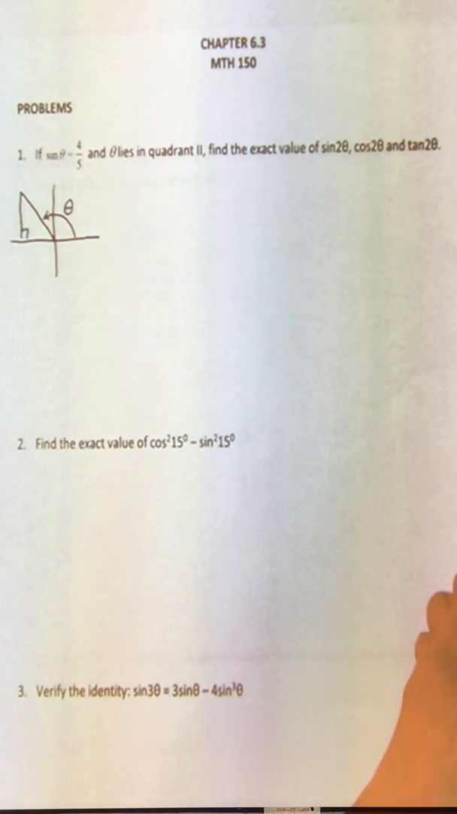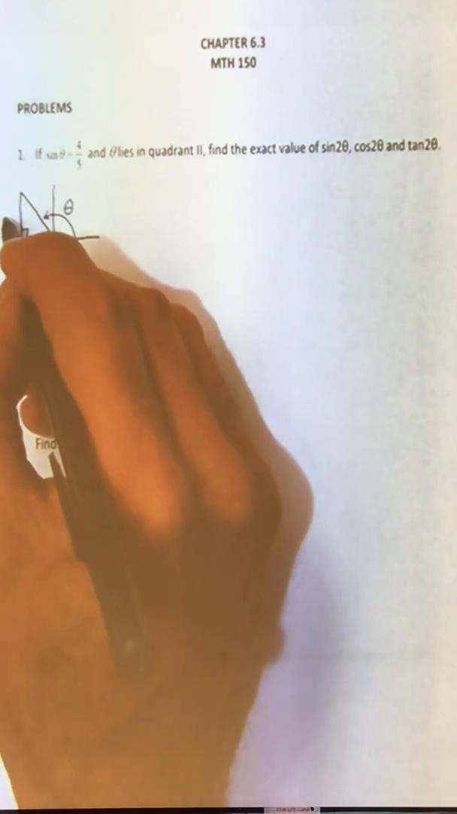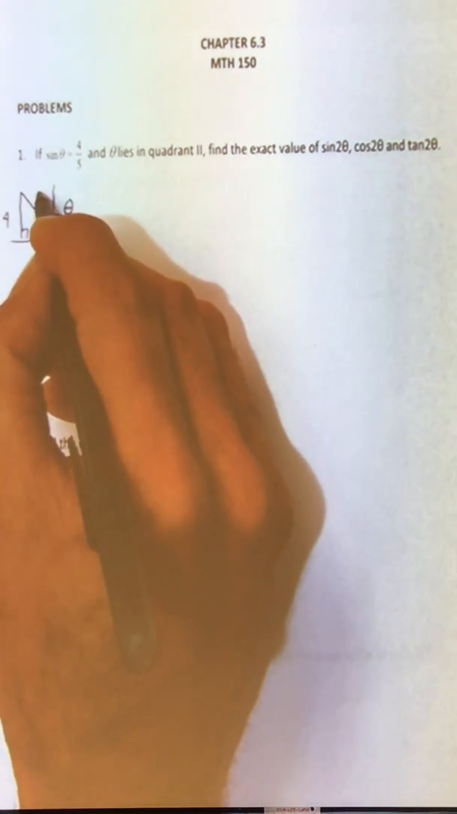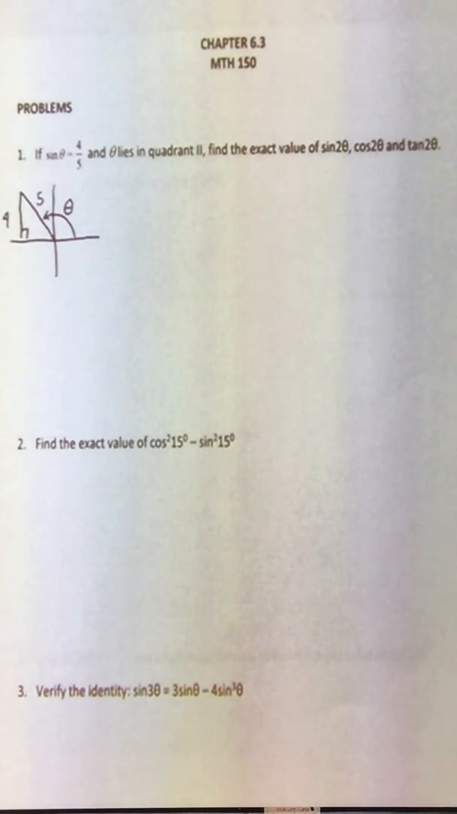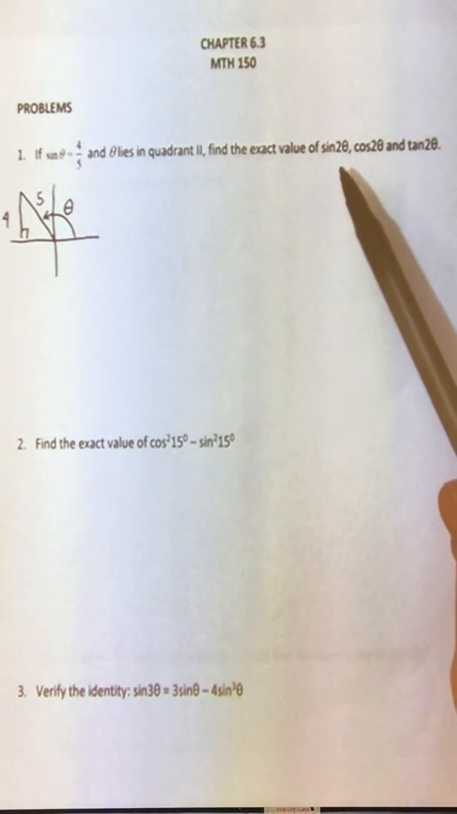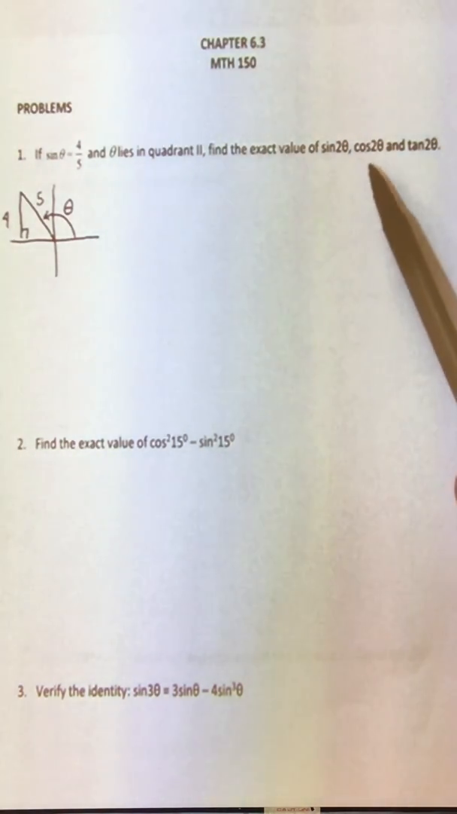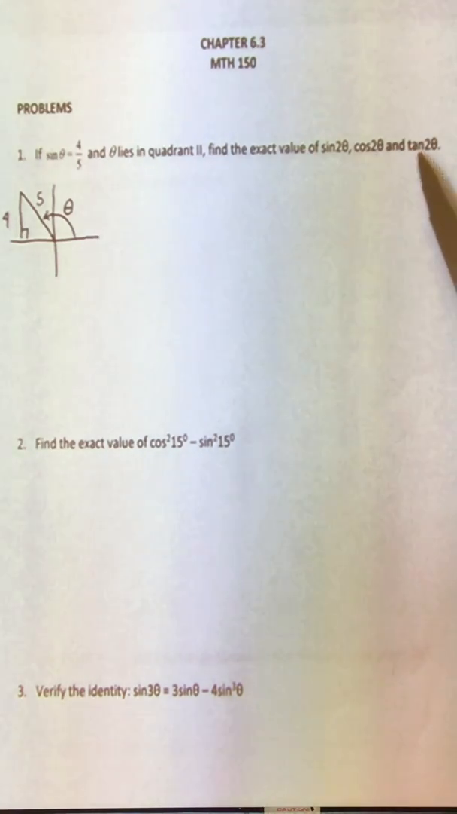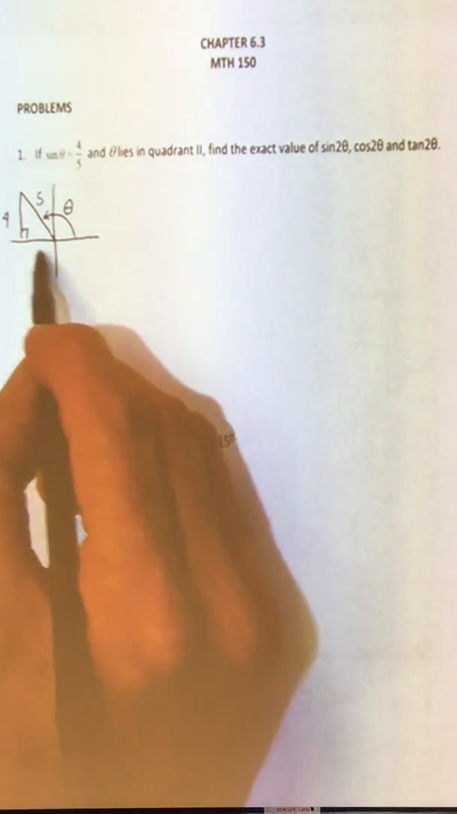I'm going to translate the information to my triangle. Sine theta is opposite over hypotenuse. So the opposite here is 4 and the hypotenuse is 5. Now let me take a peek at what we're asked to find. Find the value of sine 2 theta, cosine 2 theta, and tangent 2 theta. So that means I'll need to get this length right here for x.